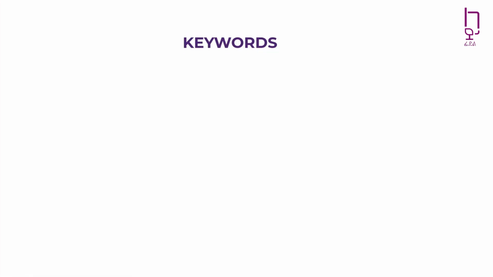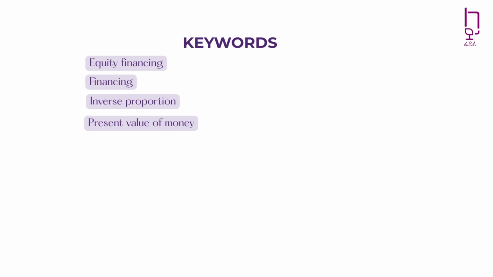So now let's look at some of the keywords from this chapter. We'll talk about equity financing and inverse proportion. Inverse proportion is a relationship that shows when one quantity goes up, the other one goes down. We'll look at the present value of money. We'll look at rate. Rate means speed. We'll also look at amortization. It's a very important finance topic.